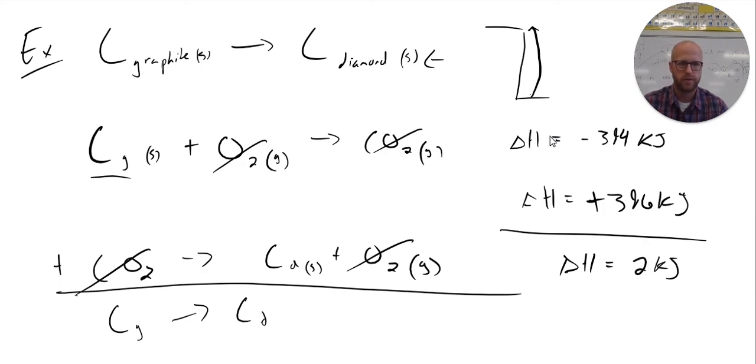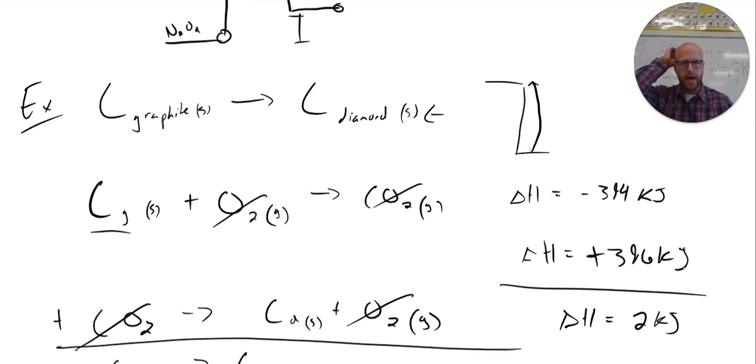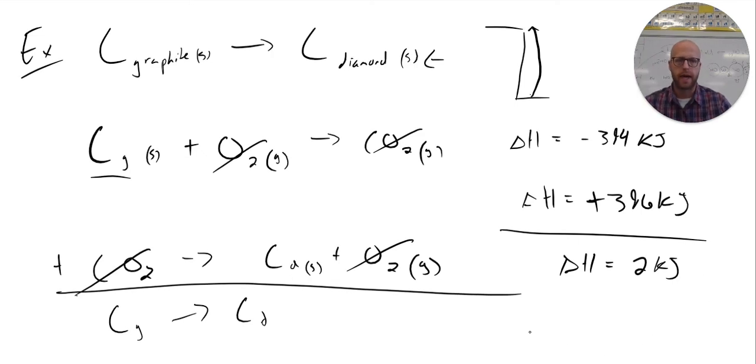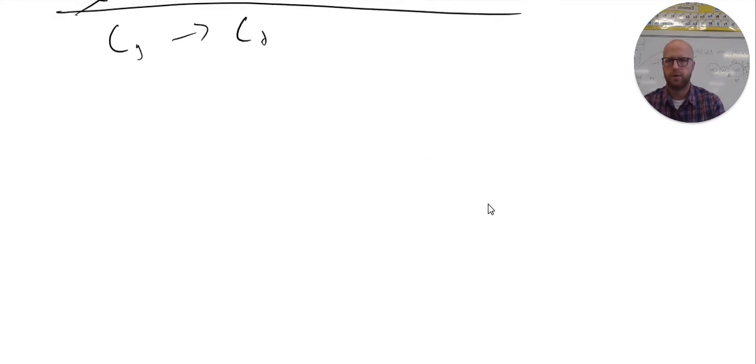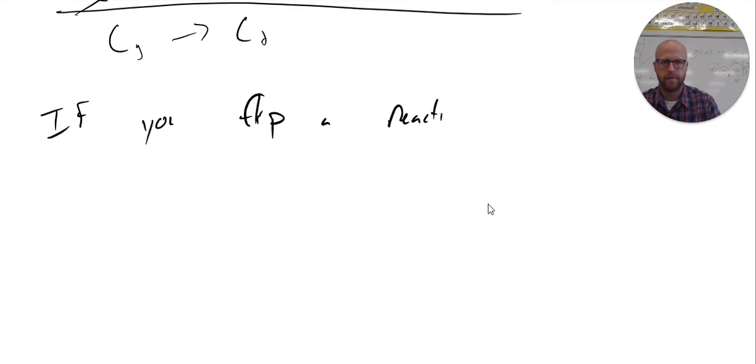All right, so Hess's law. A single reaction can be viewed as a sum of reactions. And the change in enthalpy is equal to the sum of the changes in enthalpy for each individual reaction. Things to remember. If you flip a reaction, you must change the sign on delta H. Okay, that's important.